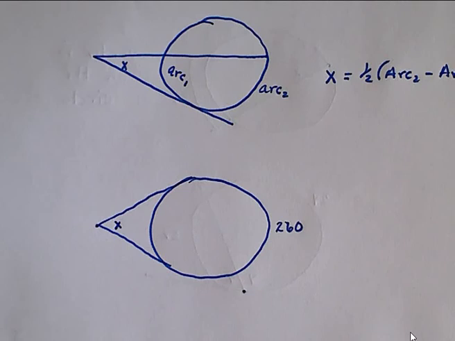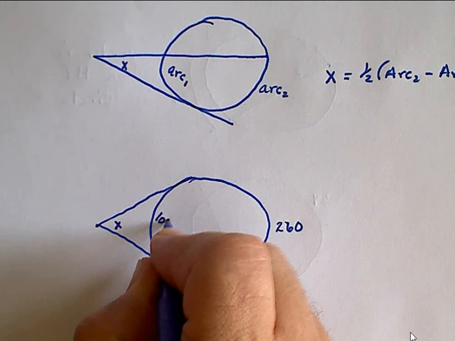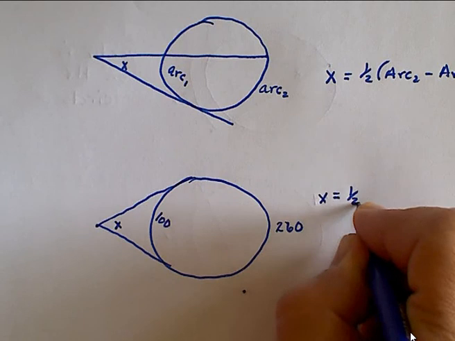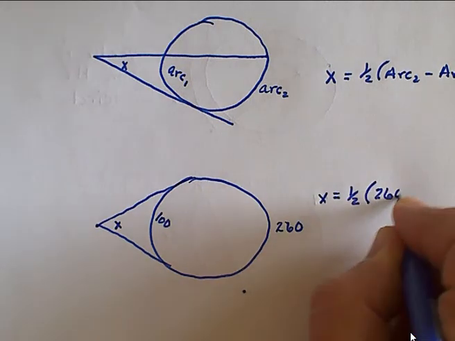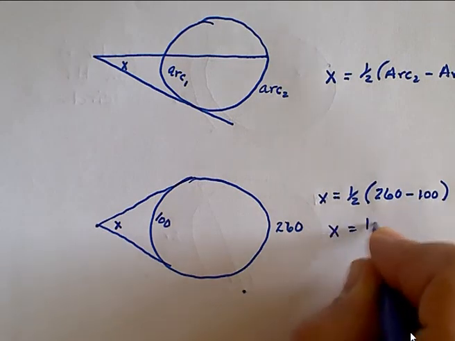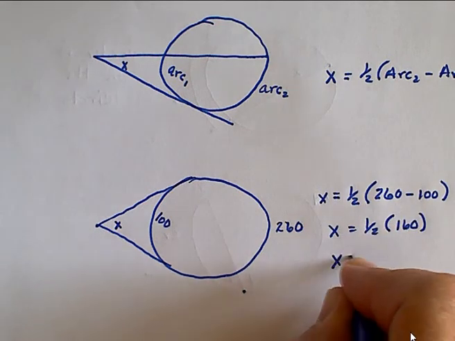Here's the thing to remember: when you're dealing with two tangent segments, the sum of the two arcs, arc 1 and arc 2, must be 360 degrees, the entire circle. So if this is 260, then this has to be 100. Then I can say x must equal 1/2 of 260 minus 100, which is 160, and half of 160 means that x is an 80-degree angle.